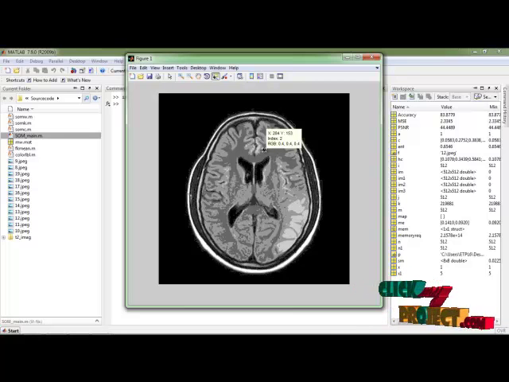Thus we provide the segmentation of MRI brain images by using the SOM segmentation algorithm.